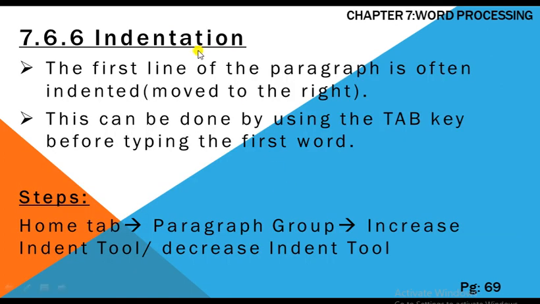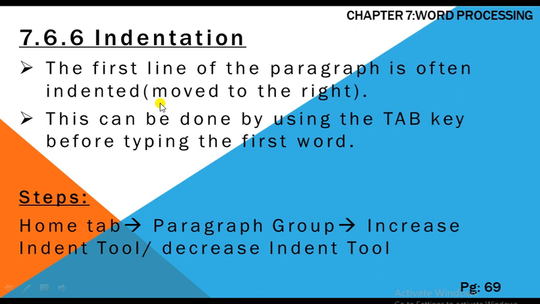Then move on to indentation. The first line of paragraph is often indented. Okay, indentation means move to the right. Like we start a paragraph, you leave some space. When you leave that space, this is called indentation.